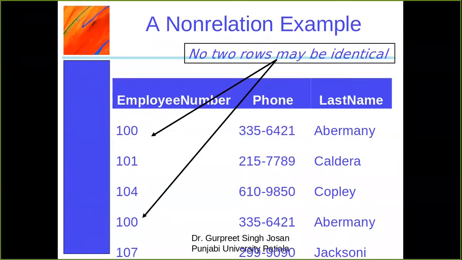Similarly, if you enter two rows having the same data, then again, as per the rule, a relation cannot have two or more rows having the same data. So this violates the rule, that no two rows may be identical. That's why it is also a non-relational example.